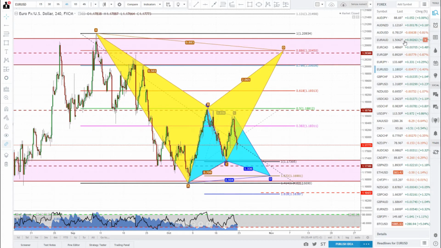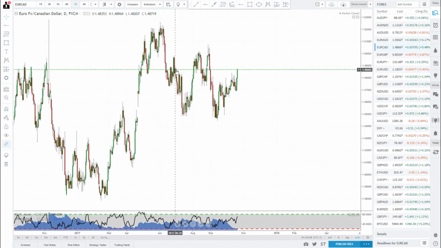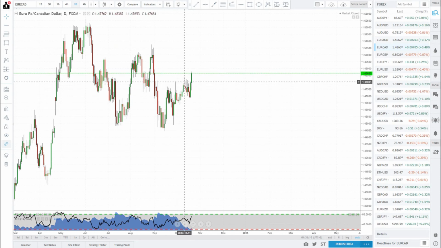Next, we can see Euro CAD, and this is actually interesting because last week I had a completely different view, but my views are always explained by looking at structure. Last week I was looking at this rejection that was right here.